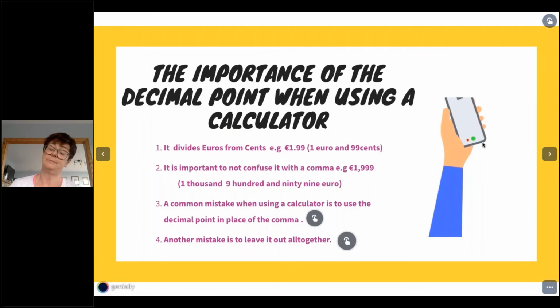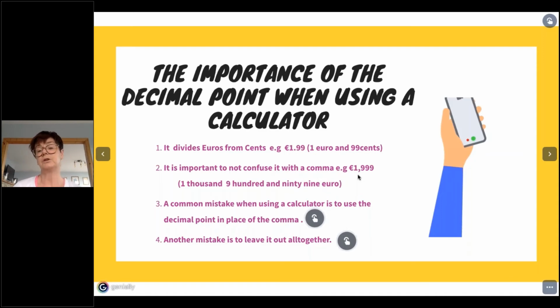These are a few tips, okay? The importance of the decimal point when using a calculator. It divides euros from cents. So here we have €1, we have the decimal point, and 99 cents. It is important to not confuse it with a comma.